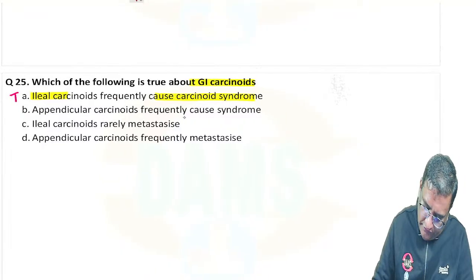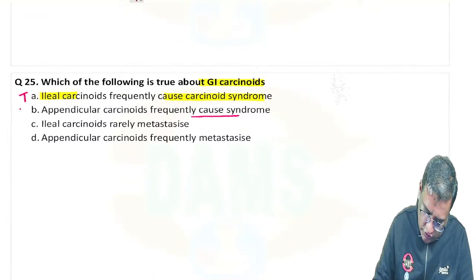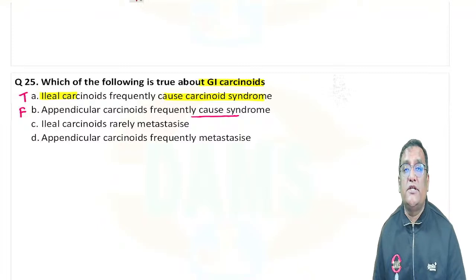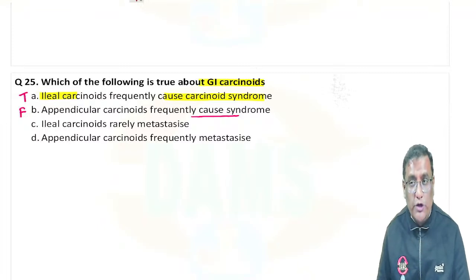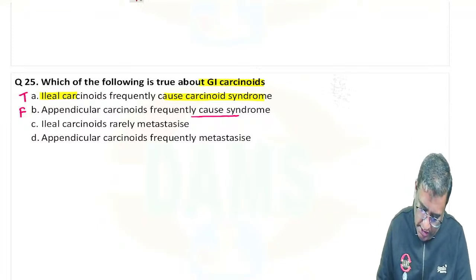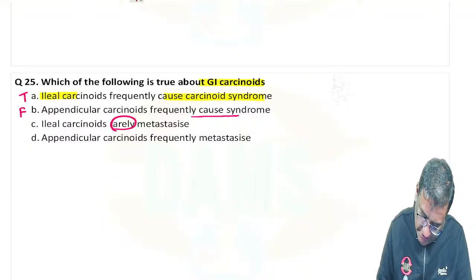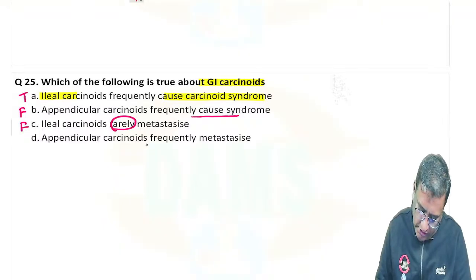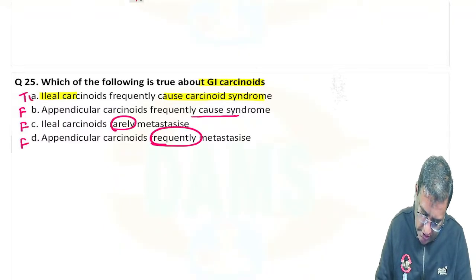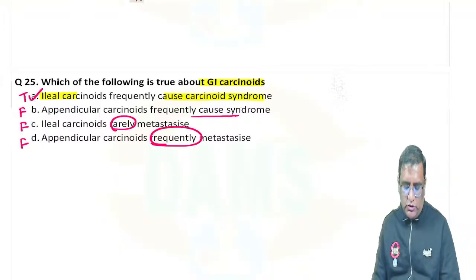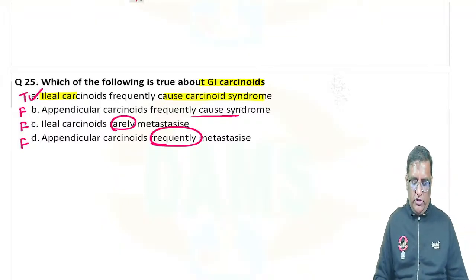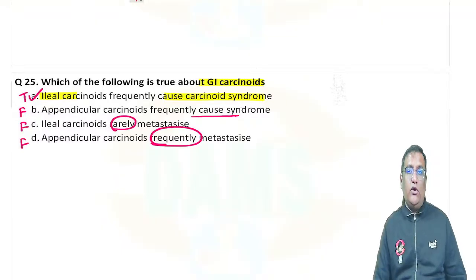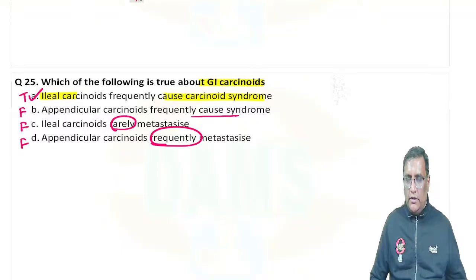Appendicular carcinoids frequently cause carcinoid syndrome. It's a false statement. Appendicular carcinoids are asymptomatic, usually do not cause any syndrome. Ileal carcinoid rarely metastasize is also false. They frequently metastasize. Appendicular carcinoids frequently metastasize is also false. Answer is option A. So true about GI carcinoid, ileal carcinoid frequently cause carcinoid syndrome. That is a true statement.